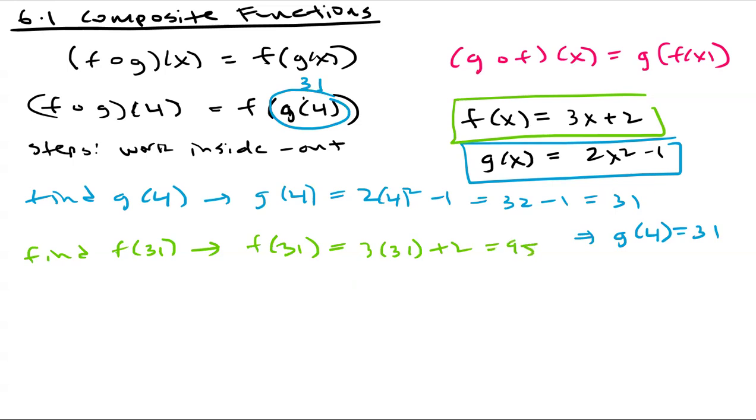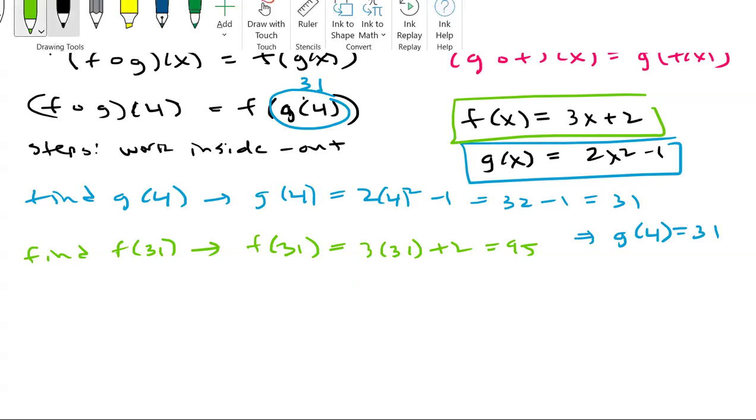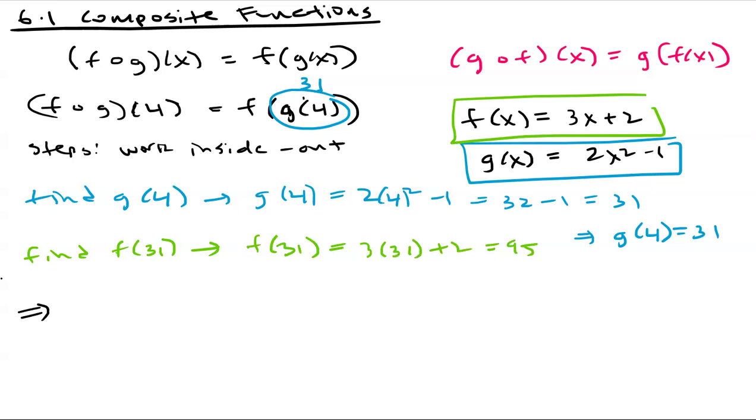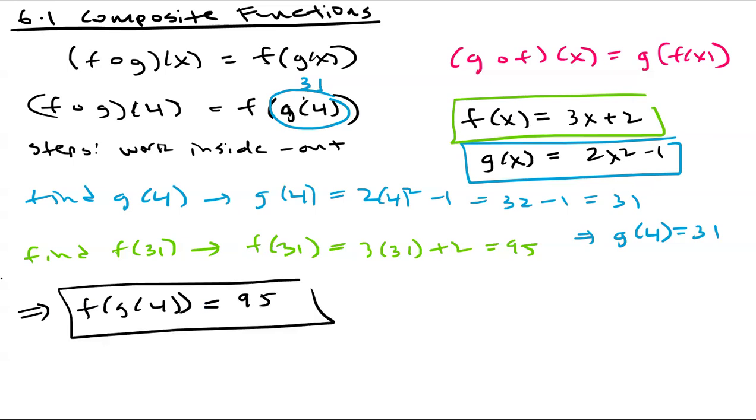Okay. So that's all I've got to do. So that's my answer. I would write down f of g of 4, I did all that work, is equal to 95. And that's it.